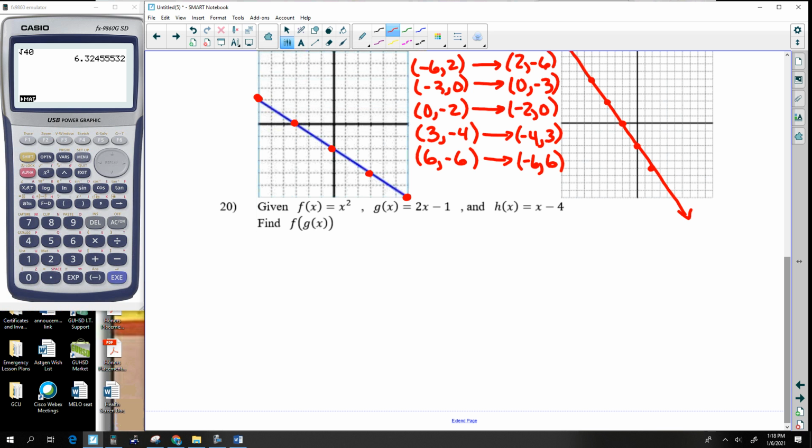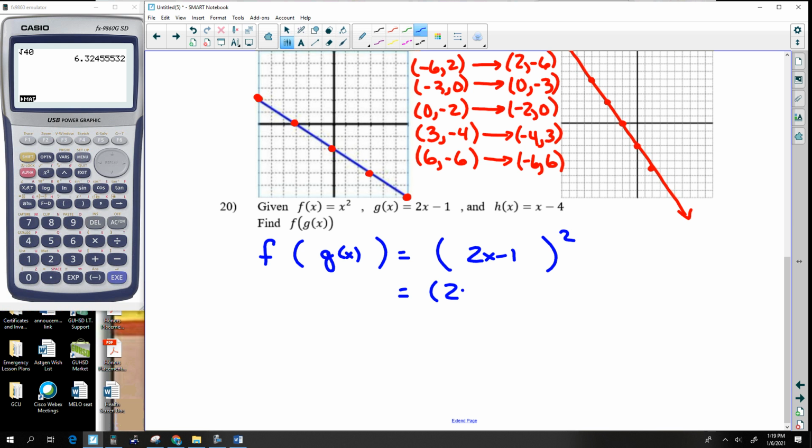All right, here we go, given the functions, find f of g. So here we go, f, and notice how g is on the inside of f. So f is x squared. On the inside of that f, I put g, which is 2x minus 1. So the g is on the inside of f.